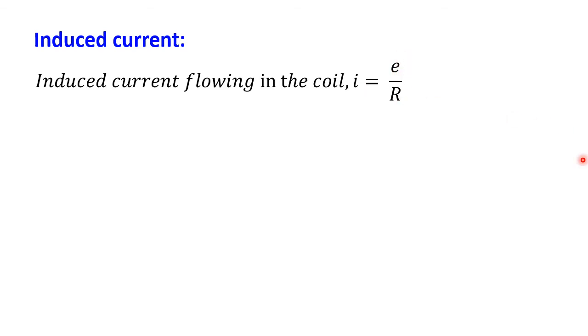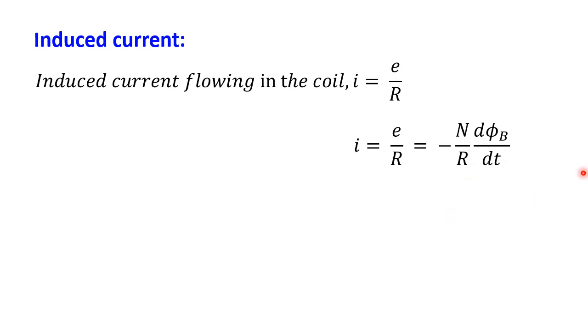Now EMF according to Michael Faraday, for a coil of n number of turns, is minus n into d phi b by dt, so by R. So this is the induced current in a coil of n number of turns.